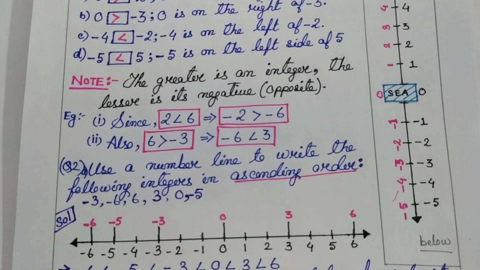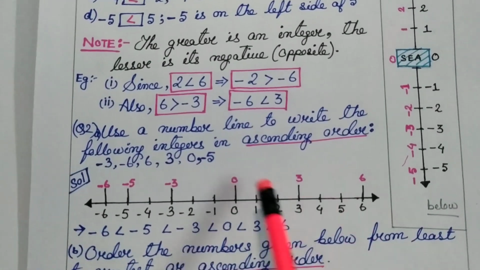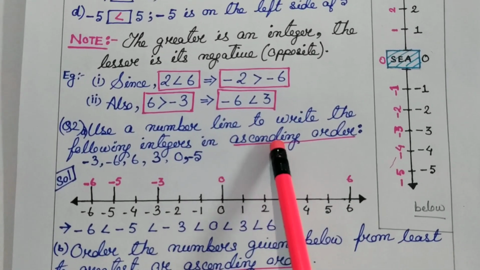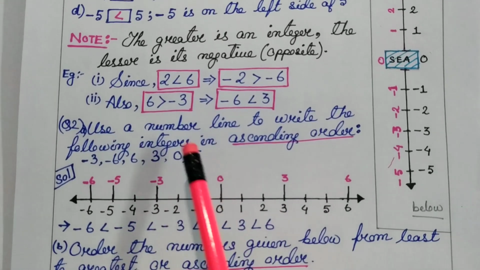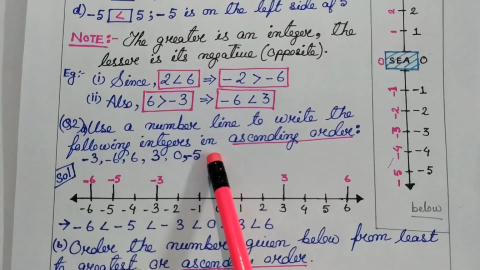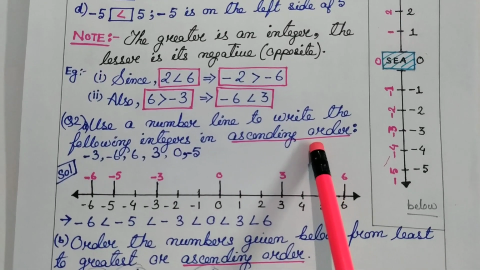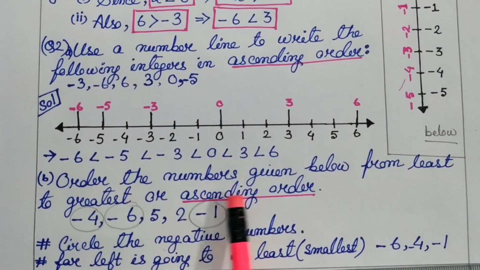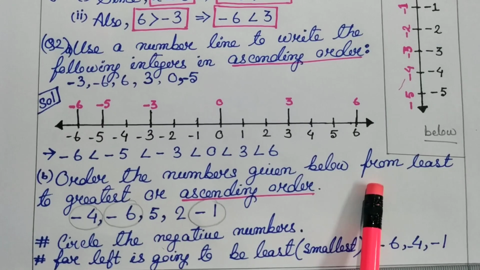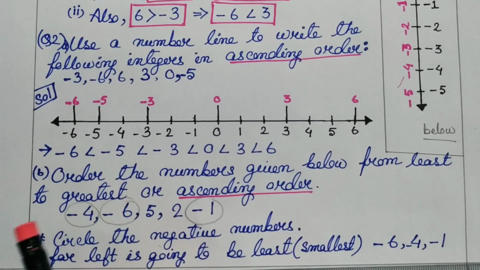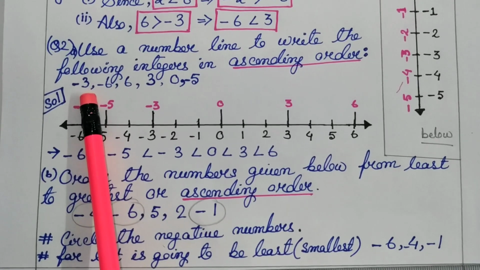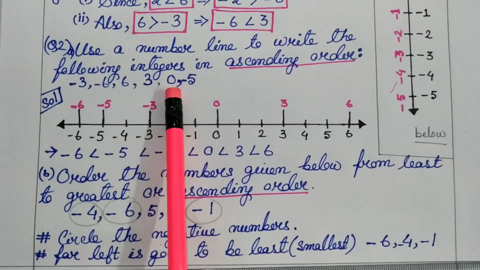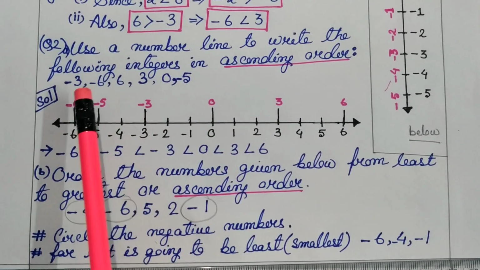Now, question number 2. What does question number 2 say? Use a number line to write the following integers in ascending order. So the question says that these numbers are there, and I have to arrange them in ascending order. Now arranging in ascending order means least to greatest value. The numbers are minus 3, minus 6, plus 6, plus 3, 0, minus 5. Now we have to arrange this.